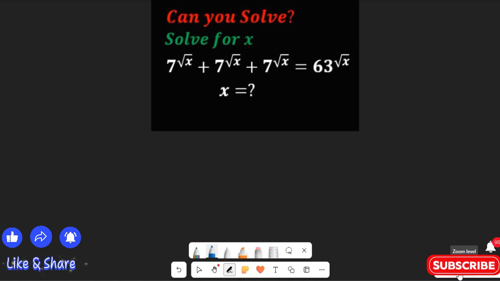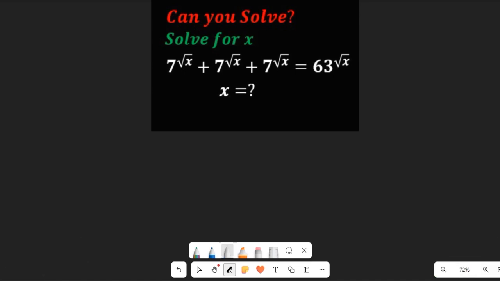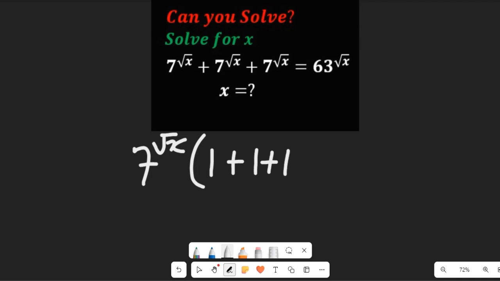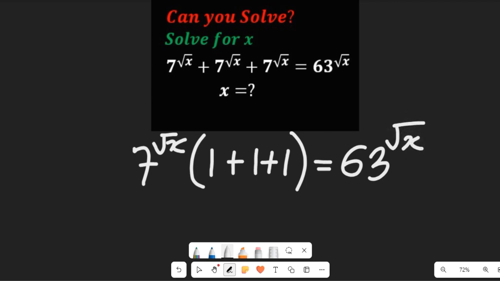Now, if you want to solve this question, you can see that 7 to the power of the square root of x appears 3 times. So it is common, and we can simply factor it out. That will give us 7 to the power of the square root of x, and inside the bracket, 1 plus 1 plus 1, and this will be equal to 63 to the power of the square root of x.